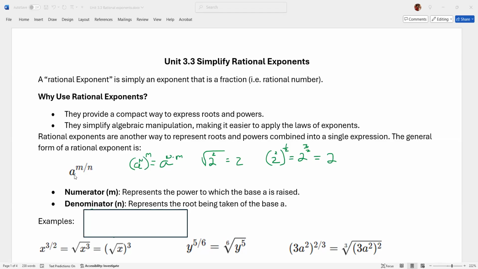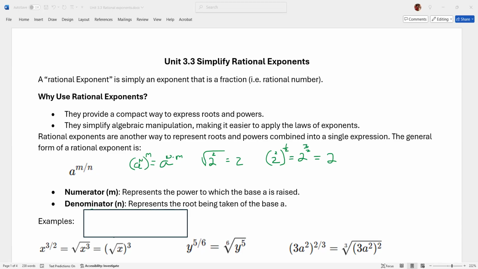The first one is a that's raised to a power, which is in turn raised to a power, like this right here, a to the n raised to the m. So the rule for that is a power raised to a power is that you multiply those two exponents.